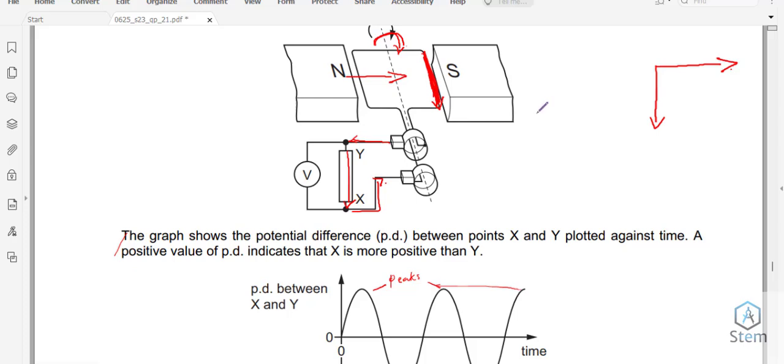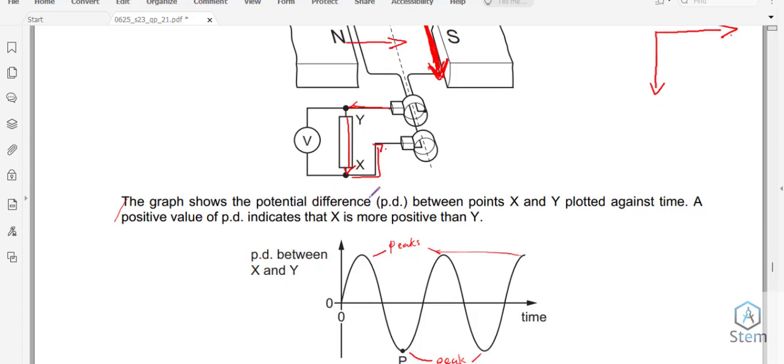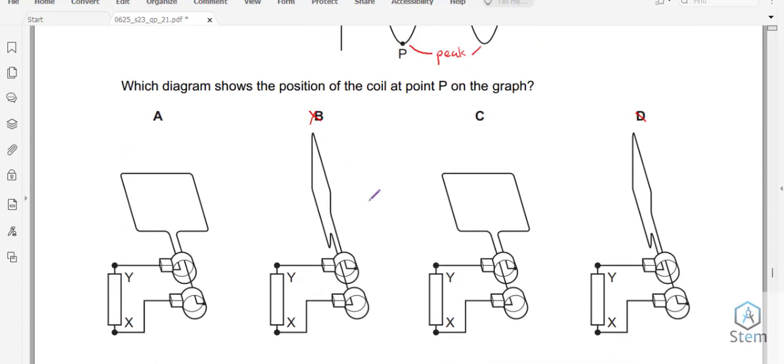So current must come this way. Current must come this way. So let us see the setup which is going to allow current to come in that way. We have current coming in this way. We have the north, we have the south, so the field will be in this way.